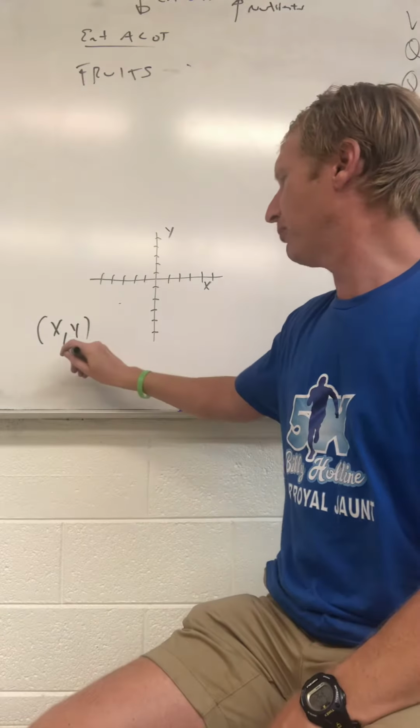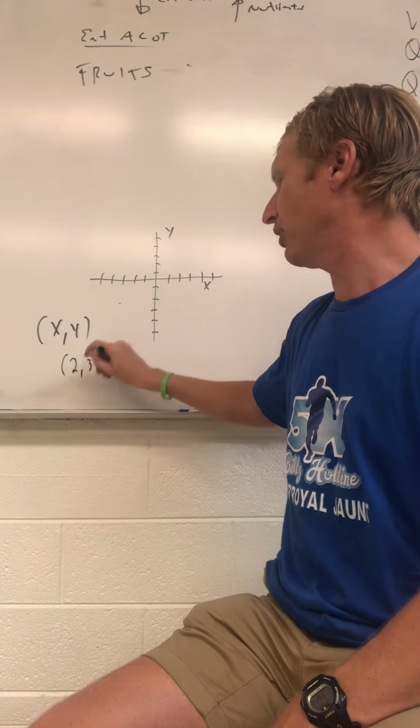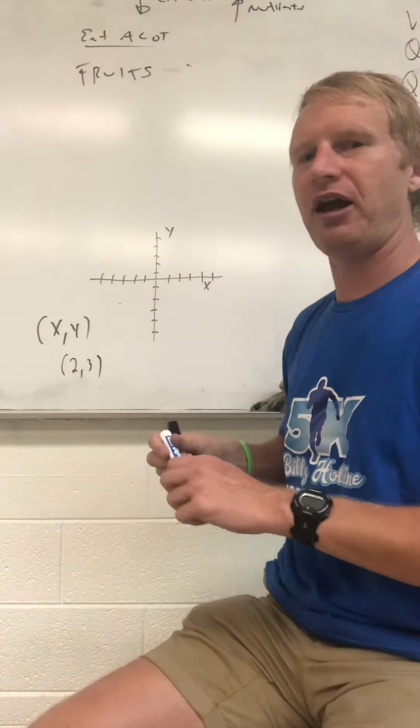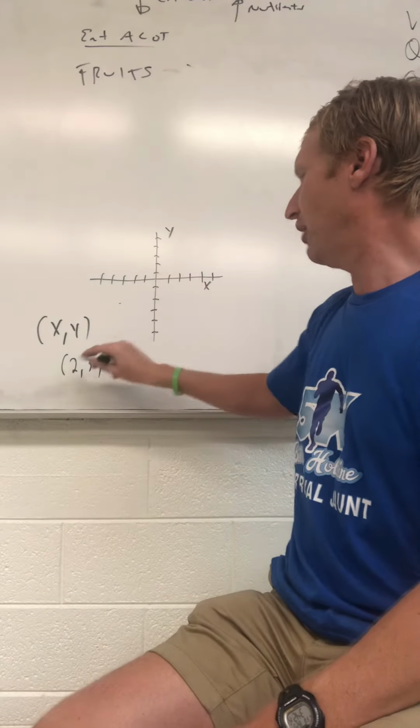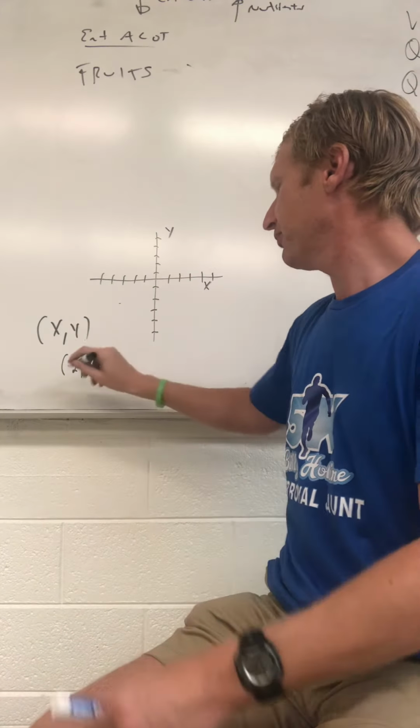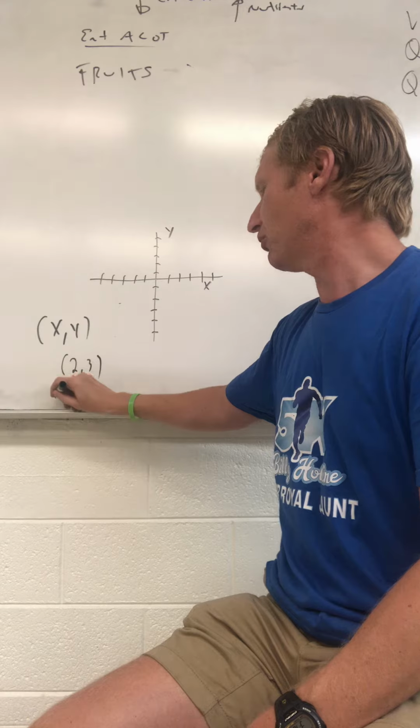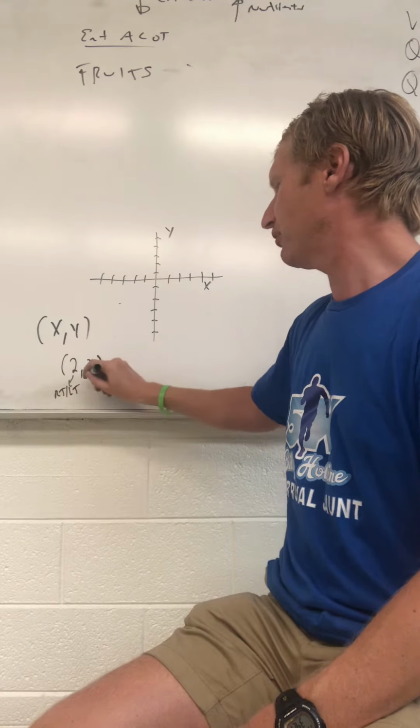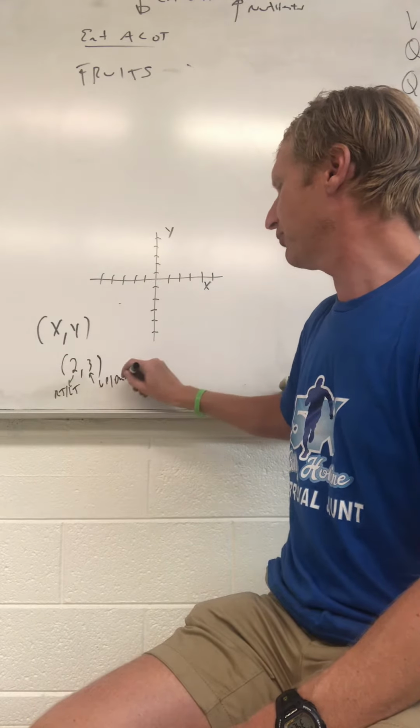And when we're graphing a point, let's graph the point 2 comma 3. We're always going to start right at the origin, which is the middle. And this number is going to be right or left. So for the first number, we move either to the right or to the left. And the second number is either going to be up or down.